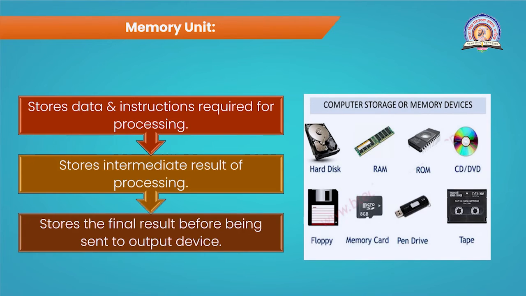These are the examples of memory: hard disk, then RAM, that is random access memory, read-only memory, compact disk, that is CD, floppy disk, memory card, pen drive. These are the various storage devices.